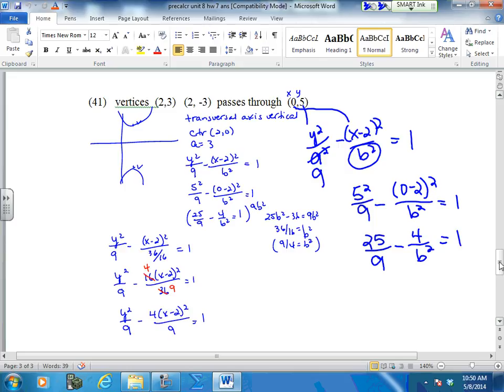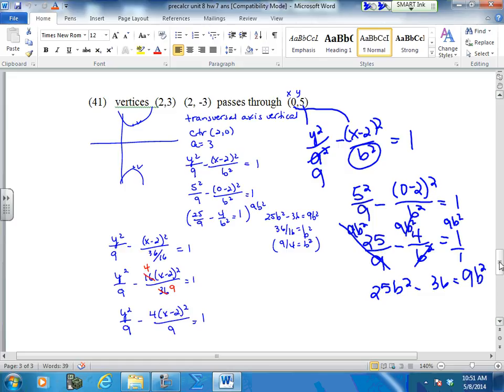Now, I want to get rid of my fraction. What's my common denominator? What factors do you need? You need a 9. What else do you need? B squared. So multiply every term by 9b squared. So out comes the 9. We get a 25b squared. Out comes the b squared. We get a 36. And 1 times this, I get a 9b squared.